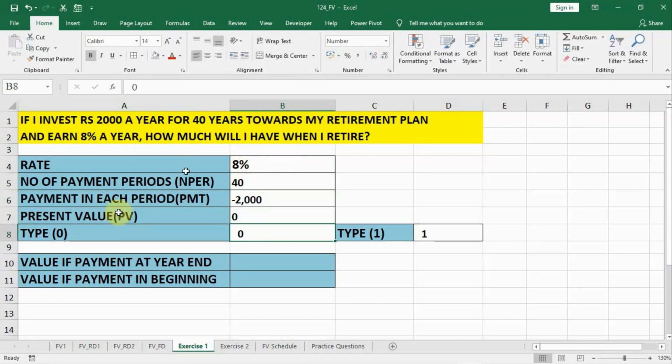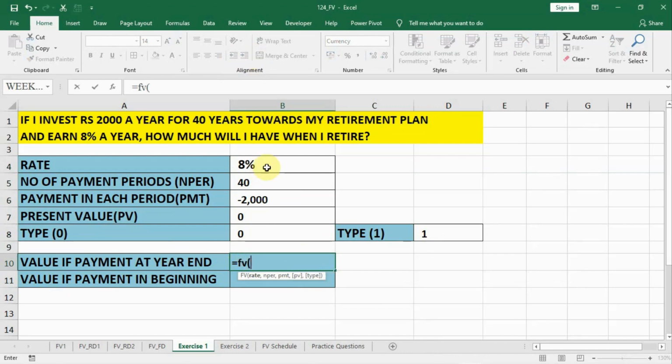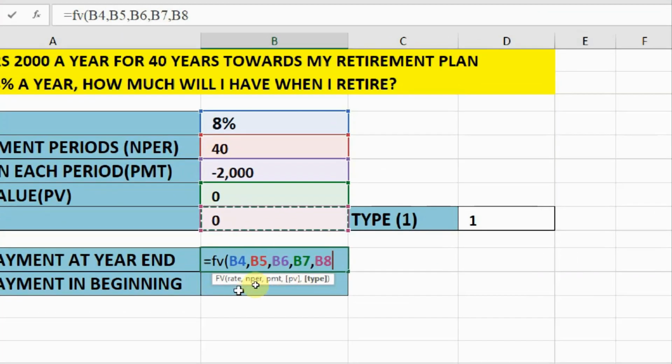And we'll see two things here: type is 0 and type is 1. Type 0 means the interest will be calculated when the payment is made at the end of the period, and 1 is at the beginning of the period. So first we'll calculate the end and then we'll calculate the beginning. We'll write down equal to future value, bracket open, and rate is 8%, comma 40, comma 2000, comma 0, comma 0. These are the 5 parameters: rate, nper, PMT, PV, and type.